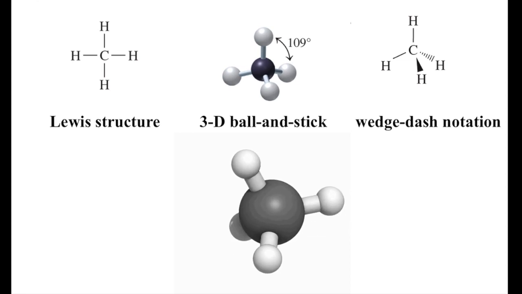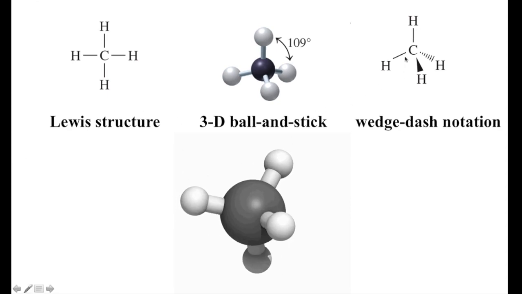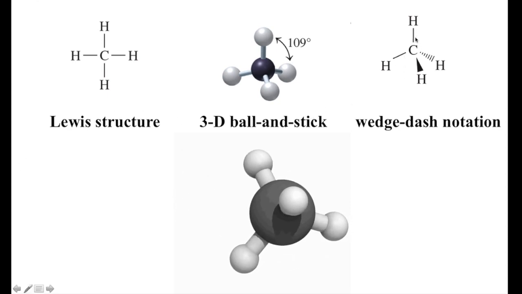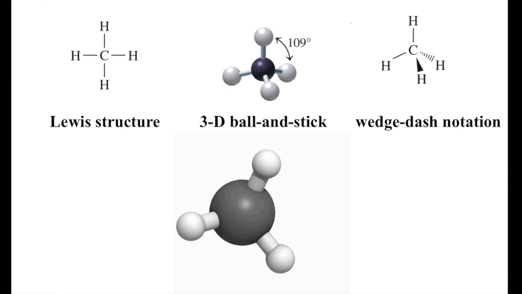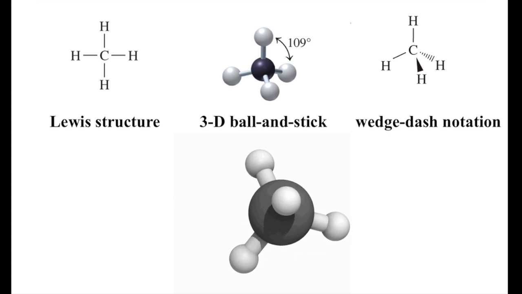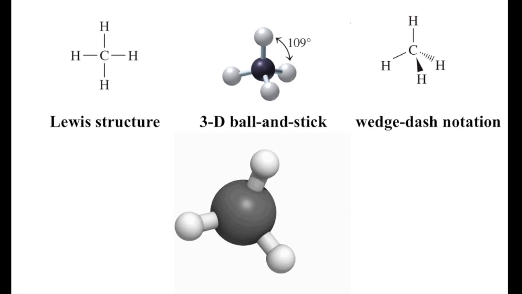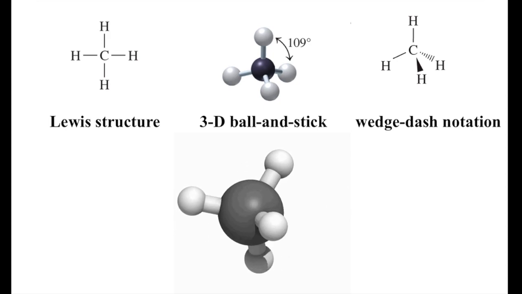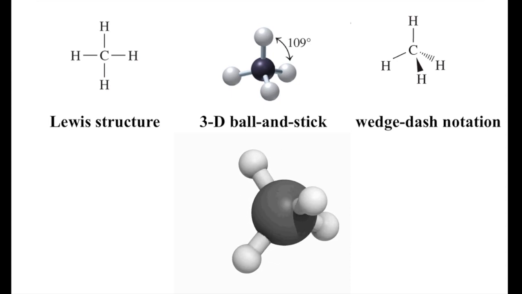So in a wedge dash notation, everything that is a straight line, like this bond and this bond, that means they are in the plane. Now, what does it mean to be in the plane? When I say something is in the plane, imagine that it is flat. As if you were drawing on a piece of paper, that line would be a part of that piece of paper. Whereas something that is wedged means it's coming out of the paper towards you. Whereas if it's a dash, it's also out of the paper but going away from you.